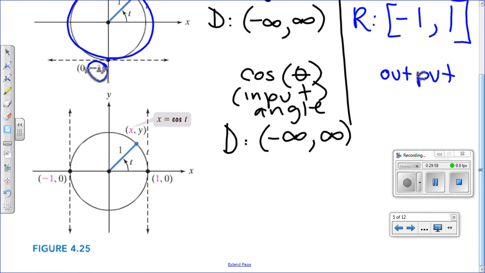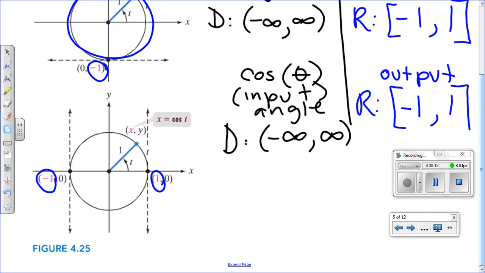Now let's look at the cosine. So we're going to look at the x values here. What is the smallest x? Negative 1. And the largest? 1. So for the output, we're going to have the same thing: negative 1 to 1.